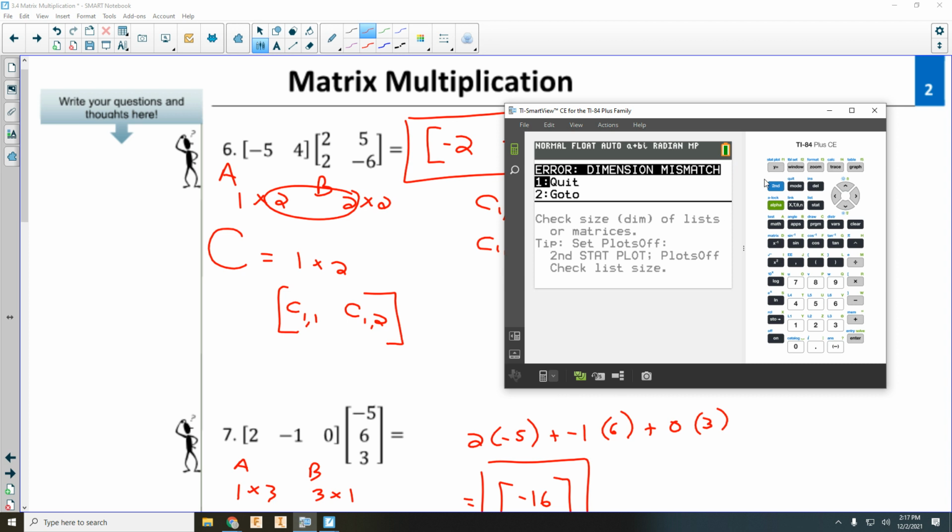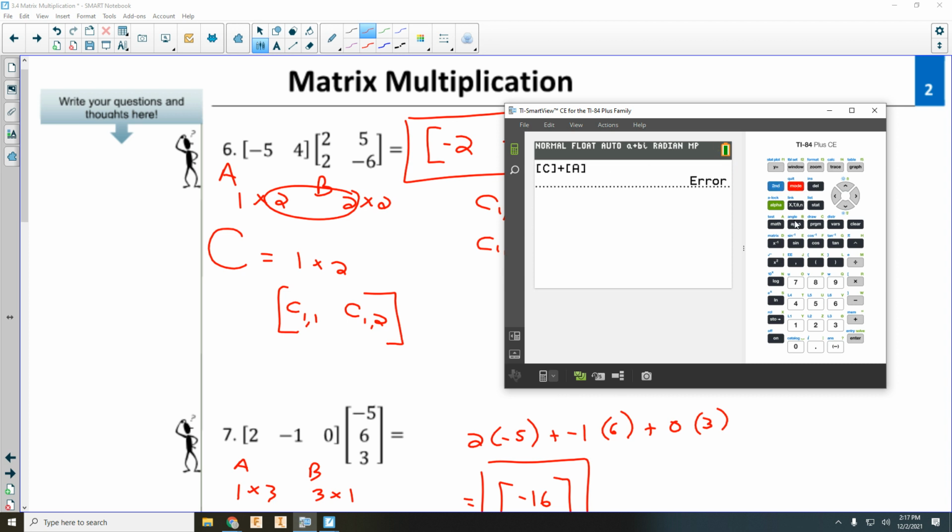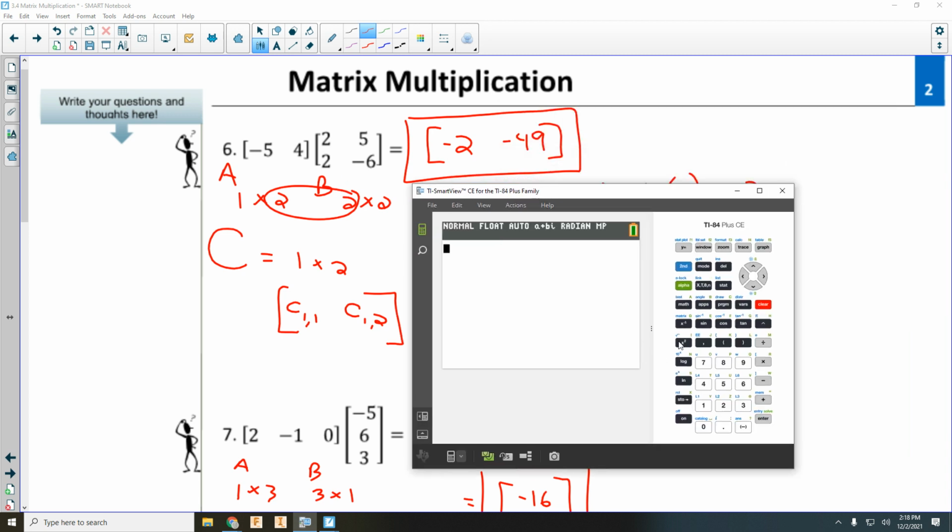Okay, so let me quit. So remember how to get to the matrix menu? Second, x to the minus 1 is the matrix menu. So let's just do 6 and 7 for the practice. Using the calculator, let's double check our work. That's why you should do it, to double check your work on the calculator, because then you'll know if you got it right or not.